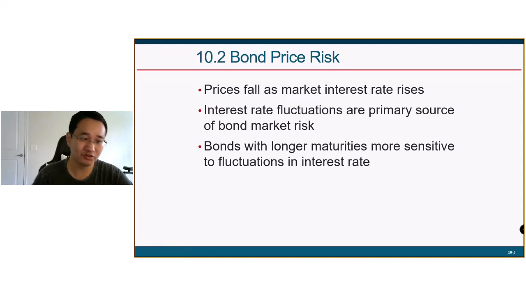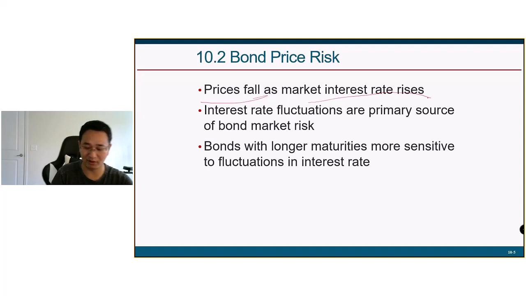So what we illustrated a while ago is called price risk. So what is price risk? The price will fall as market interest rates rise. So the relationship between price and the interest rate would be called price risk. That's why when you buy a bond, you wouldn't think it's safe. You need to consider all those risks.